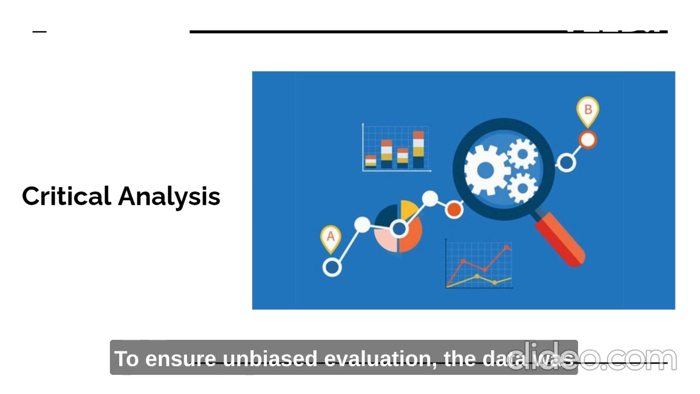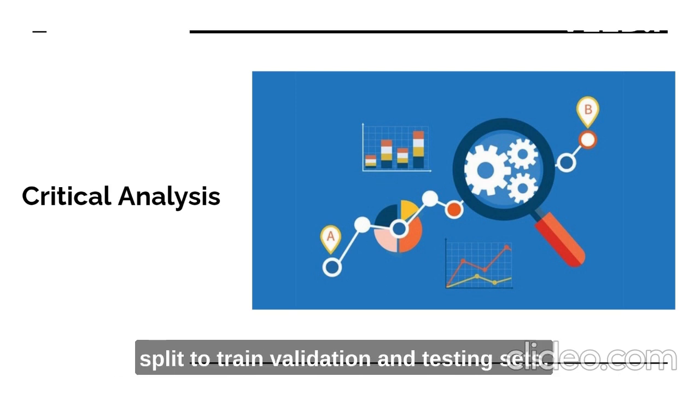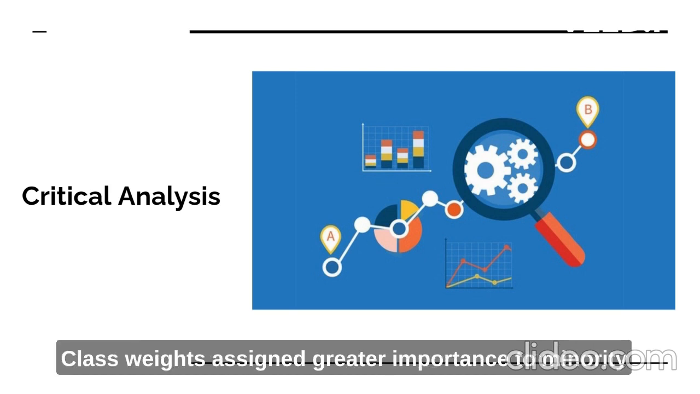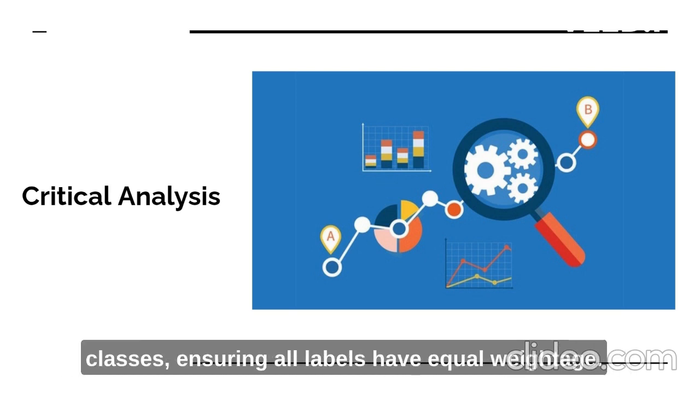To ensure unbiased evaluation, the data was split into training, validation, and testing sets. Class imbalance in the target label was addressed by employing class weights. Class weights assign greater importance to minority classes, ensuring all labels have equal weightage.